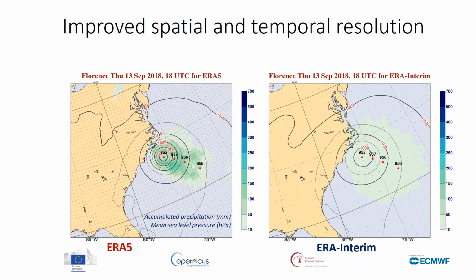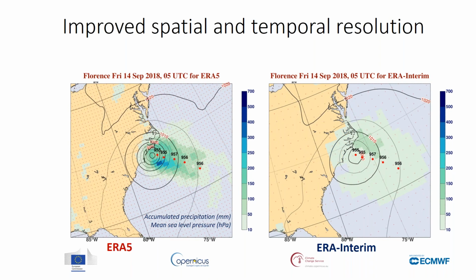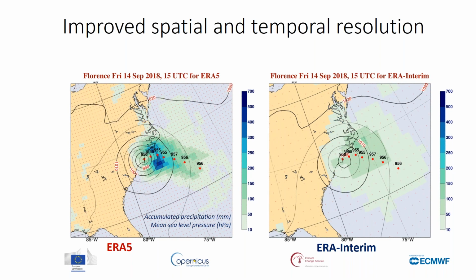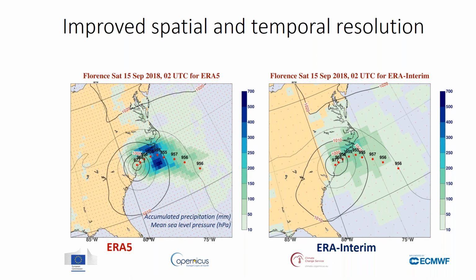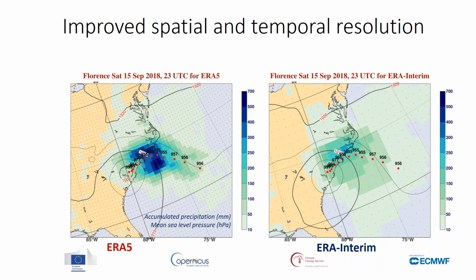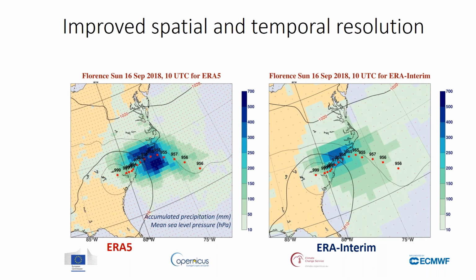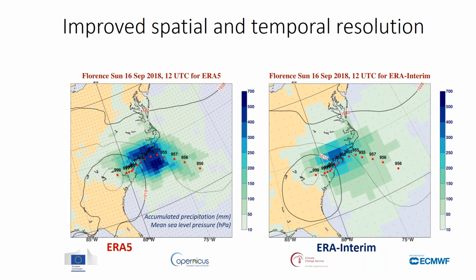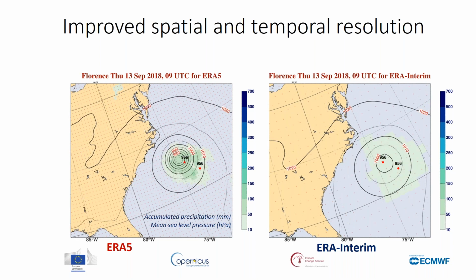Spatial resolution and temporal resolution, you can see that in representation of storms. This is just a nice animation that shows the Florence event in 2018, and it makes a big difference to have hourly data on a much finer grid.